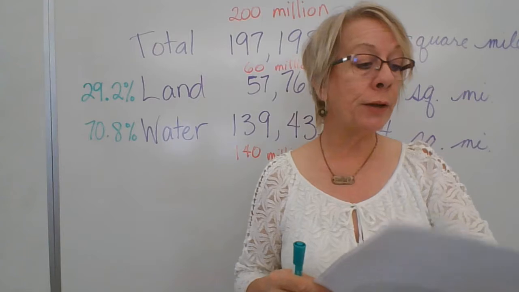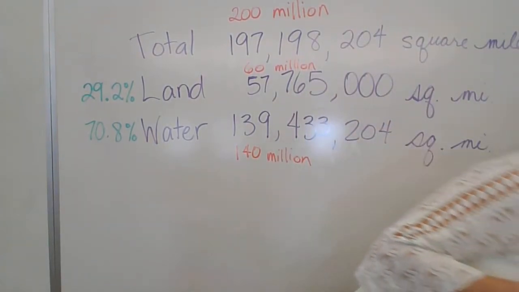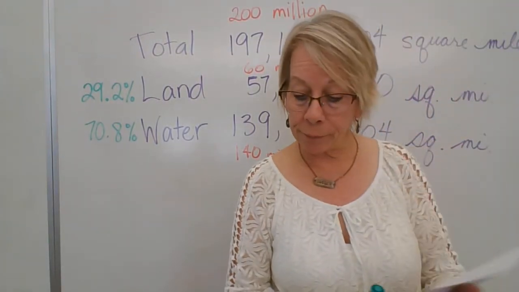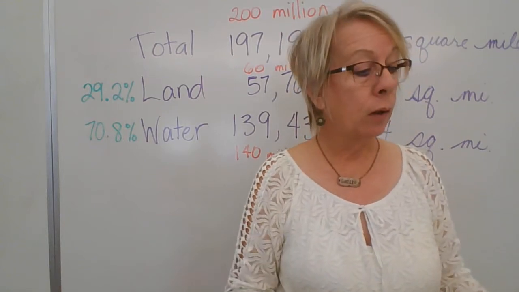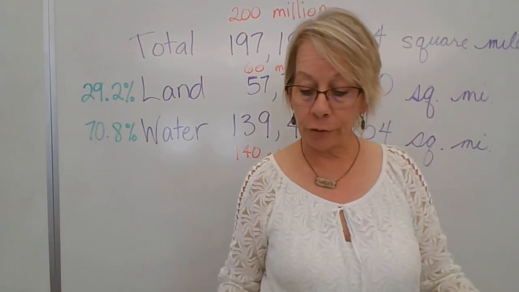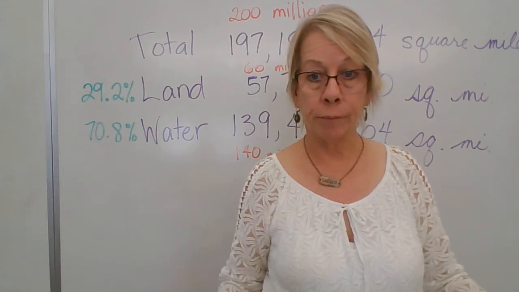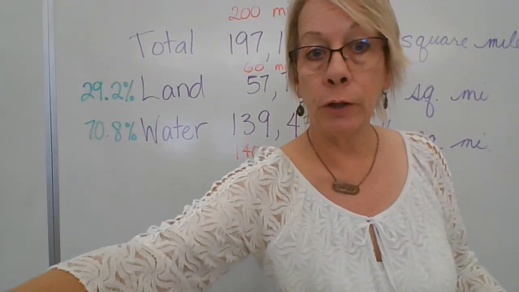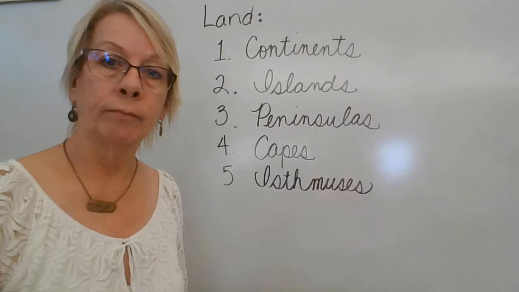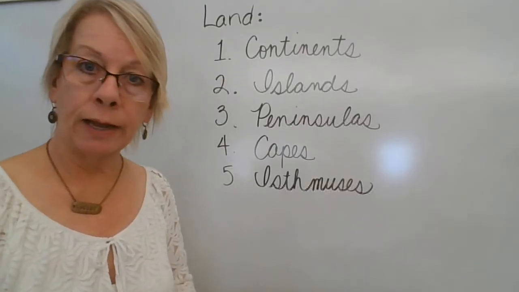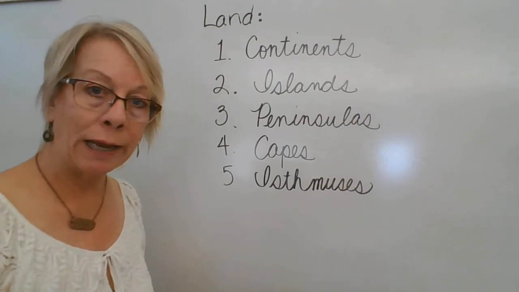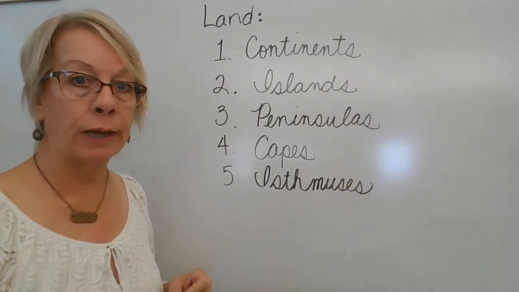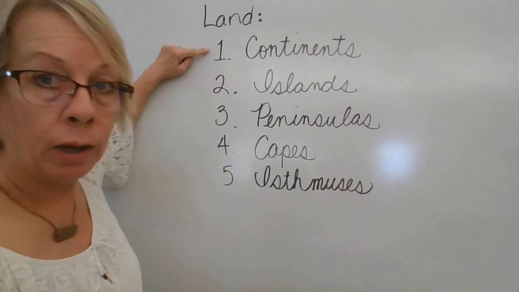All right, now let's write down on the second page the names of the different types of divisions of land. There's 5 major divisions of land. I'm going to write those down for you, and then you can write them on the lines. The land is divided into these 5 types of land masses. These are the labels we've come up with for them.